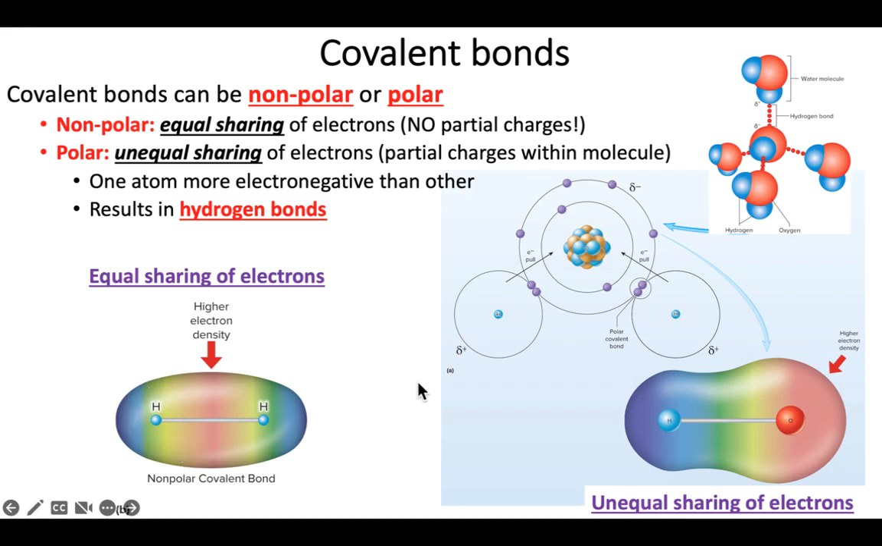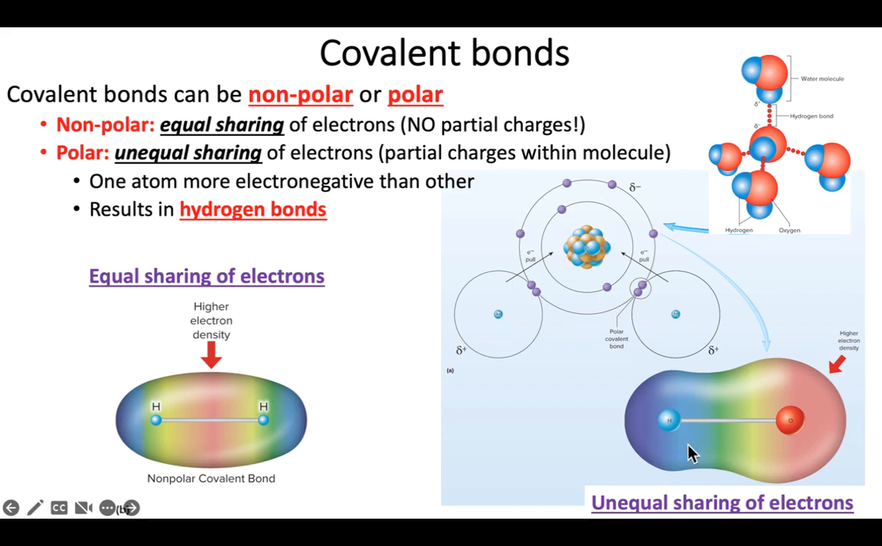Nonpolar. The word polar, if you think about what polar means, it's like north and south poles, right? They're opposite ends of the spectrum, if you will, opposite ends of Earth. So when you have unequal sharing of electrons, what happens is one of the atoms becomes more electronegative, meaning that electron likes to spend more time around that atom.